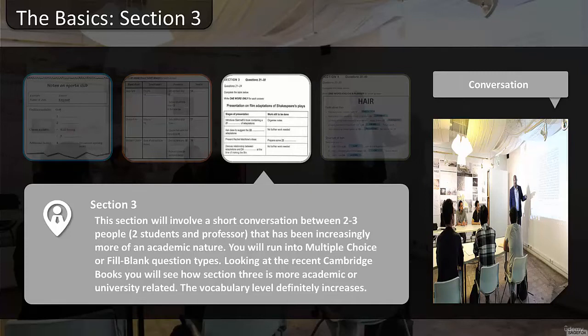Section 3, more difficult than section 2. How do they make it more difficult? Well, they're going to have longer answer choices.